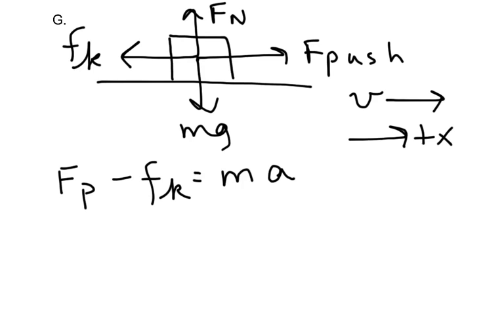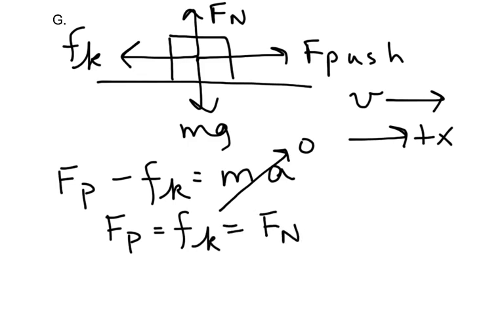It's moving at a constant velocity, so my acceleration times my mass is 0. So my pushing force is equal to my kinetic frictional force, which is equal to the normal force of the object multiplied by the coefficient of kinetic friction. Now recall, if you're on a level plane, your normal force and your weight can be the same. So this is also equal to the mass of the block multiplied by the acceleration due to gravity multiplied by the coefficient of kinetic friction.